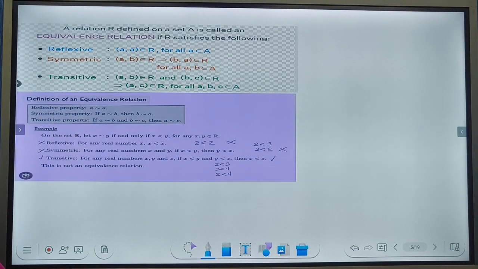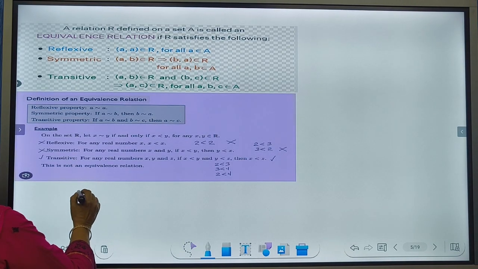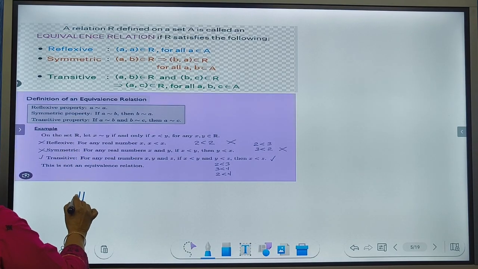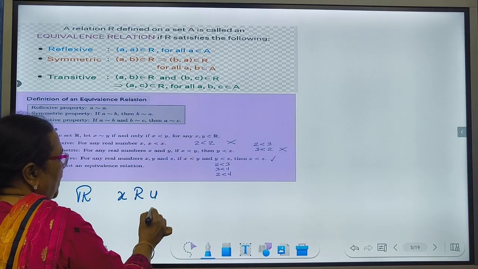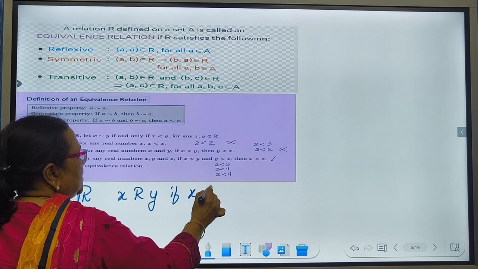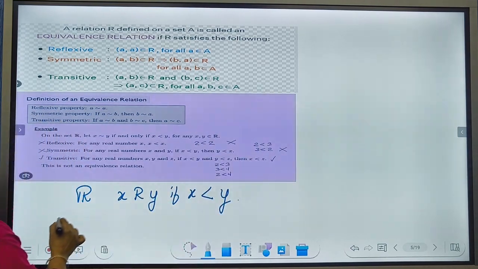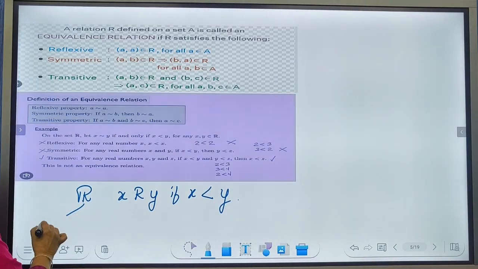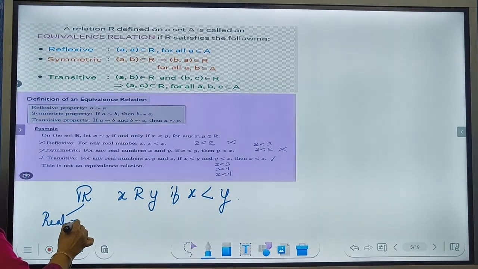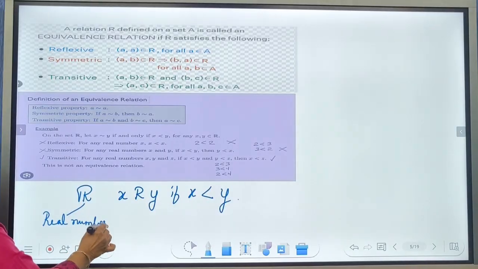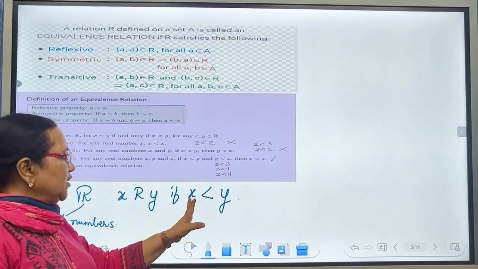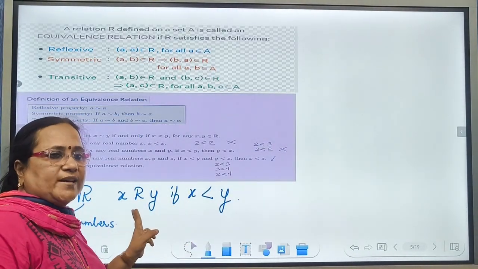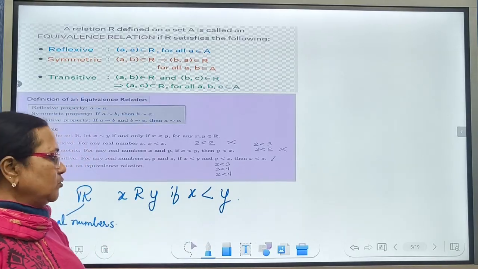Now, let us look at an example. We will look at two numbers. On the set R of real numbers, we will define x is related to y if x is less than y. So what is our set, the real numbers here, and what is the relationship? Two numbers are related if x is less than y.